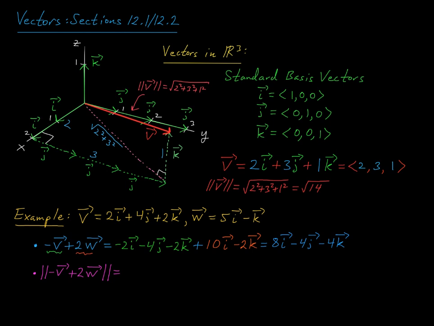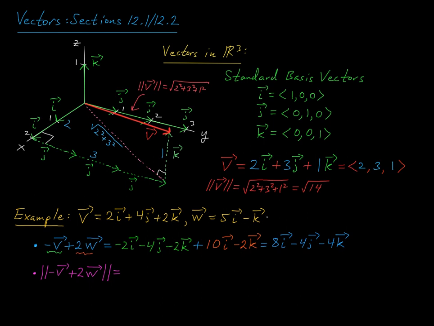All right, now here's another example. Let's say v is the vector 2i plus 4j plus 2k, and w is the vector 5i minus k. If I want to form this combination negative v plus 2w, just as we did with vectors in the plane, negative v, just take the opposite of each component. So negative 2i minus 4j minus 2k plus 2w, well, just double the i and the k components for w, so that'd be 10i minus 2k.